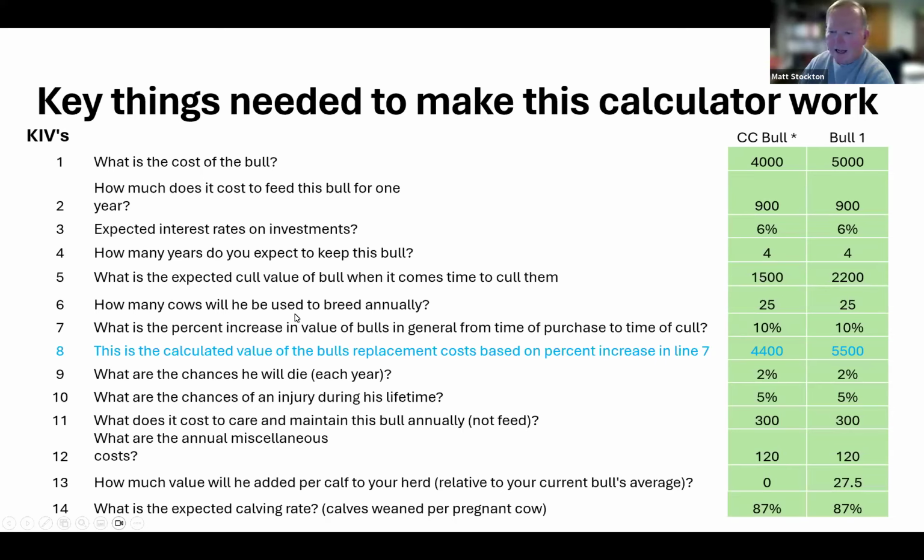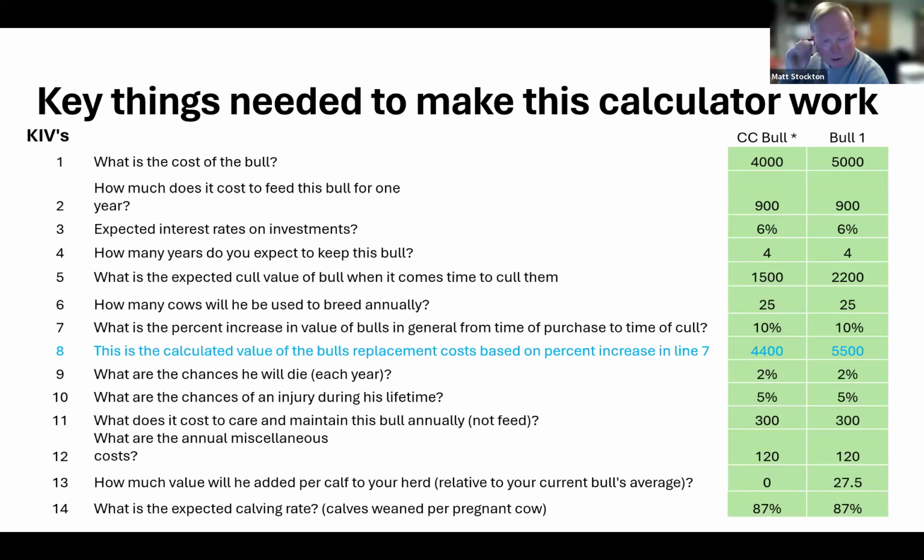Okay. How many cows will be used to breed annually? In other words, we went with the normal number of about 25. Randy, what are you thinking about that? No, I think that's right. If it's a younger bull, especially, 25. If it was an older bull, you could maybe go up to 30, 35, 40, somewhere in there. As the bull gets older, you might put more cows with him, depending on your operation. It all depends on your operation. But we're just going to use an average number of 25 for the life.